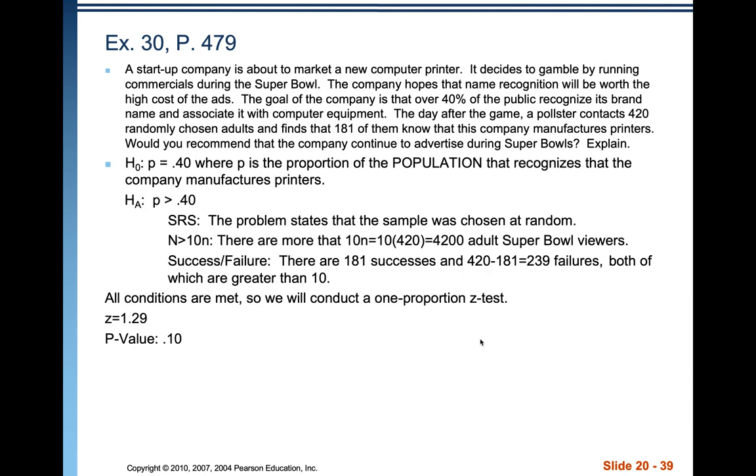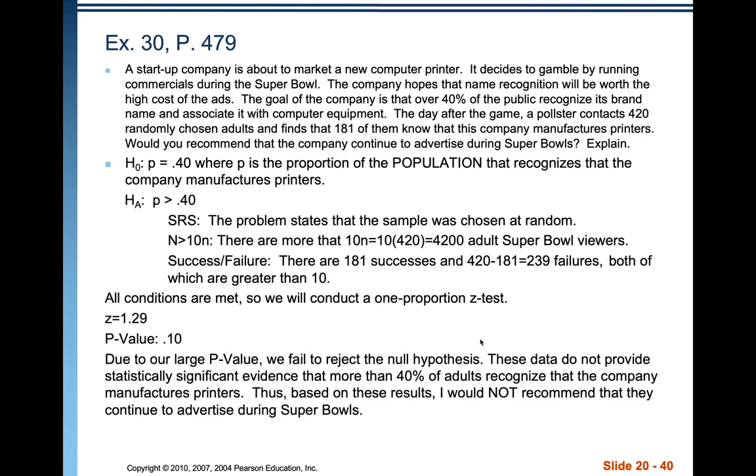Our value for z is 1.29 and our p-value is 0.10. So 0.10 in a context like this would be considered large. Due to our large p-value, we fail to reject the null hypothesis. These data do not provide statistically significant evidence that more than 40% of adults recognize that the company manufactures printers. Thus, based on these results, I would not recommend that they continue to advertise during Super Bowls.